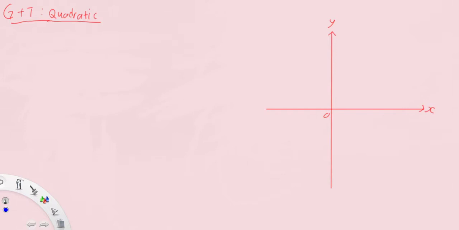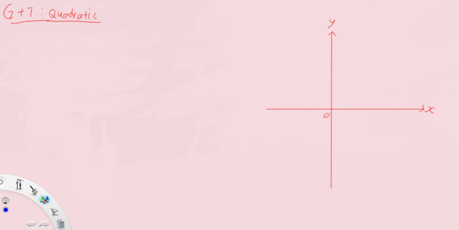Hey everyone, continuing from the last video on quadratic equations, we're looking at equations where we can't factorize or use the quadratic formula. So what can we do? The answer is to use the method of completing the square.